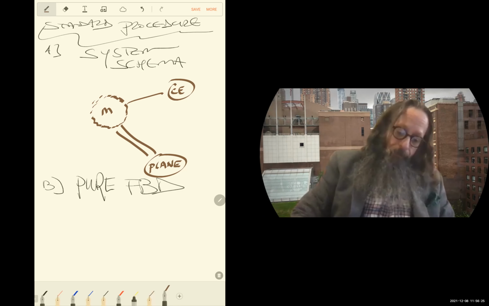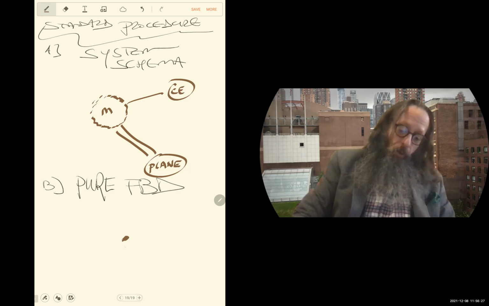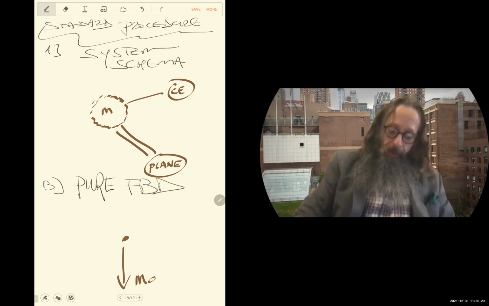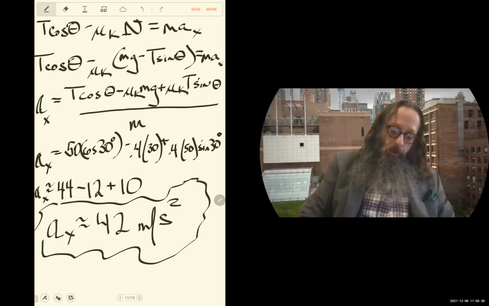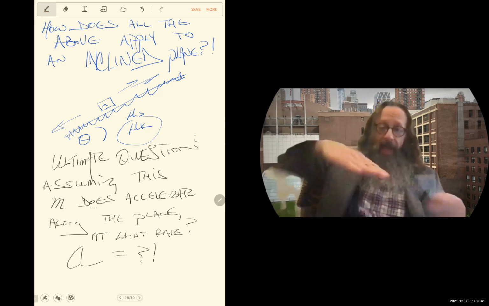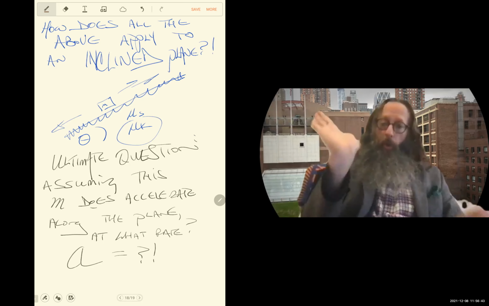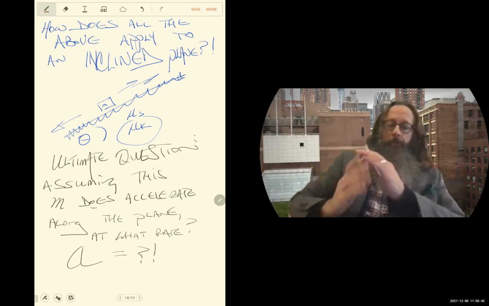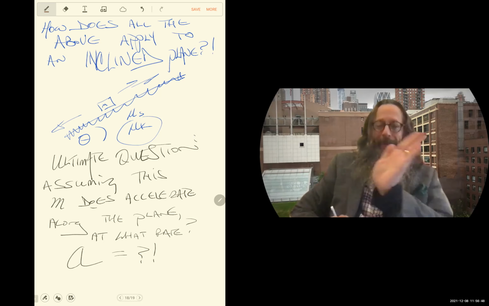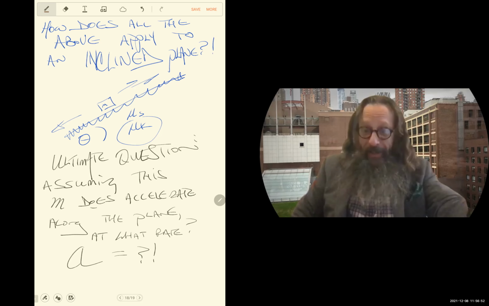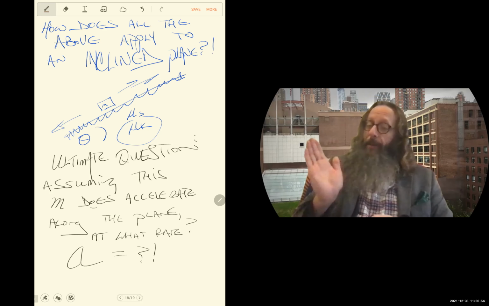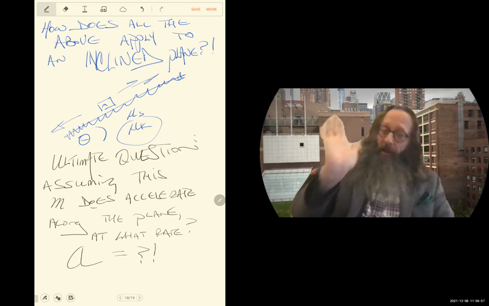My pure FBD: we've got gravity pulling straight down, just like before. Now we've got the normal force. Okay, notice the plane is the way it's depicted in the diagram. So that means the plane is pushing up at an angle at the mass, right?